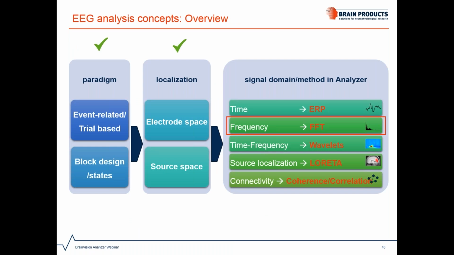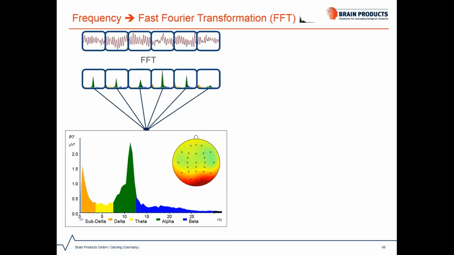Let us have a look into the frequency domain, which is used to analyze brain states. A block design is often used to analyze task differences. The continuous data is here segmented in consecutive intervals before going to the frequency domain. FFT is then calculated for each segment and averaged as a last step.